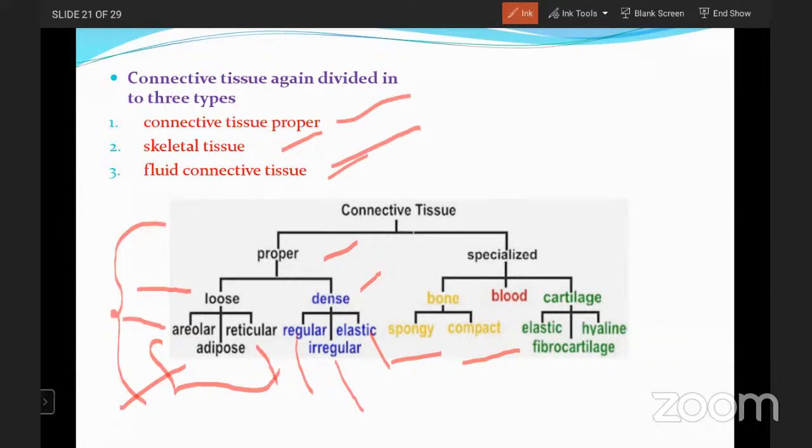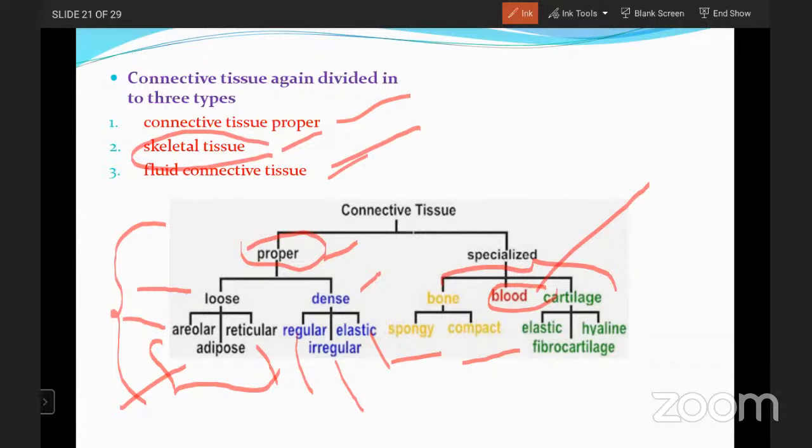Coming to the skeletal tissue, bone and cartilage both come under the skeletal, but fluid connective tissue means the blood. Blood is the fluid connective tissue. All these will come under this connective tissue topic, so let me explain one by one. This is the classification of the connective tissue, and here we are grouping it into three types: the connective tissue proper, the skeletal tissue, and the fluid connective tissue, that is the blood.